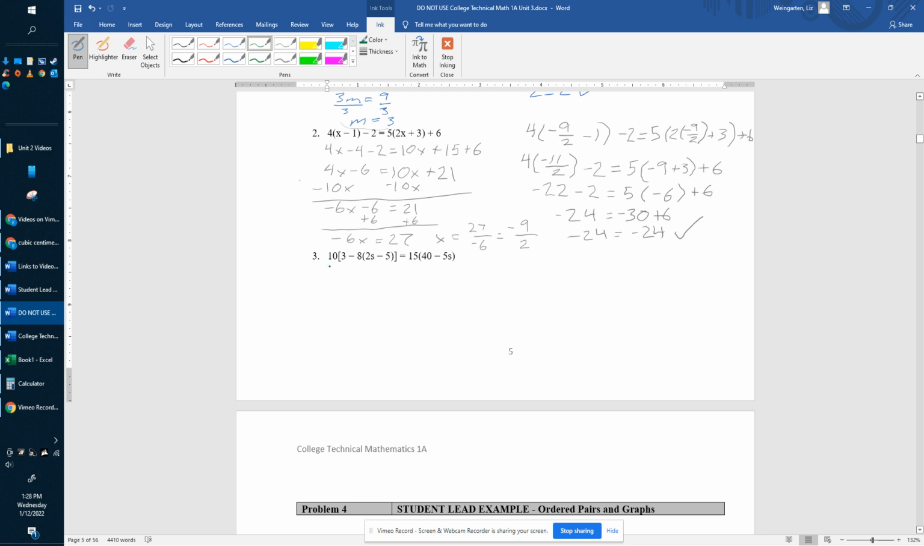So let's simplify as much as possible. We have to do what's in the parentheses first. There are parentheses within the parentheses, so I'm going to start here when trying to simplify this side. So we have 10 times 3, negative 8 times 2s is negative 16s. Negative 8 times negative 5 is positive 40. This throws a lot of people off, so make sure if you have a negative, you are checking your signs. Negative times a negative is a positive.